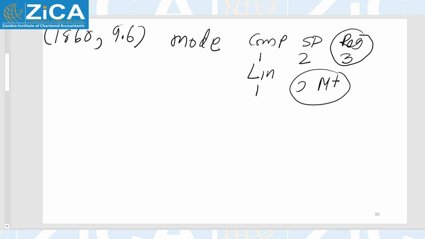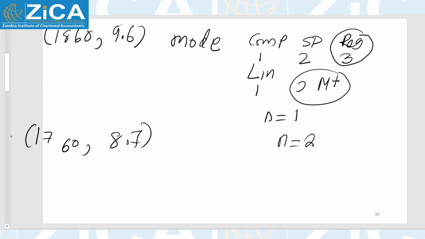Then you go to 1,760, comma 8.7. Then m plus, it will give you n equal to 2. The second observation has gone in. So you can follow that.